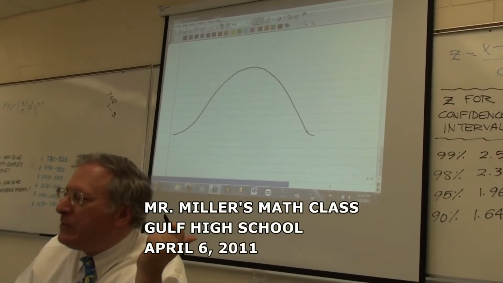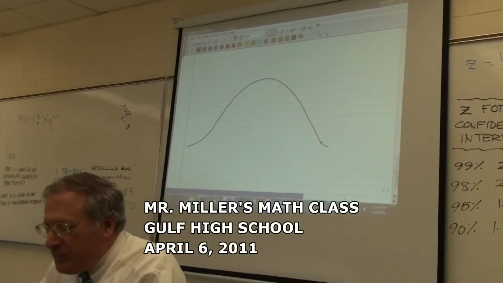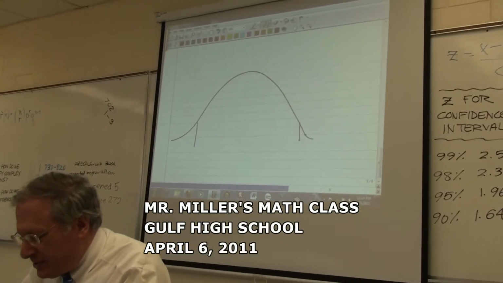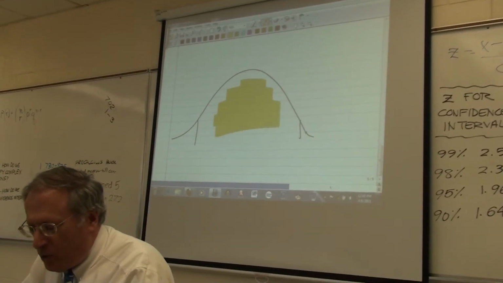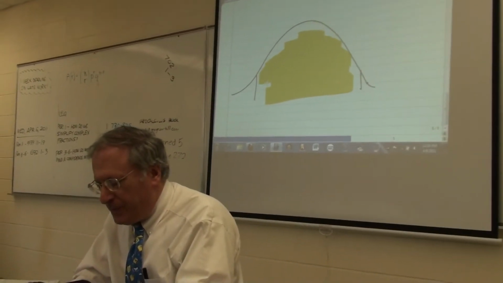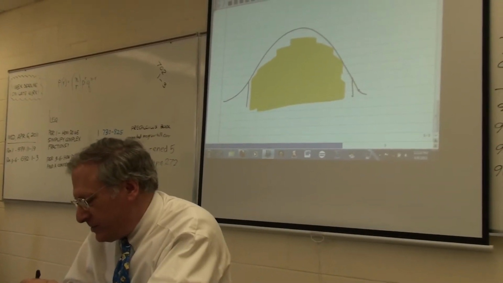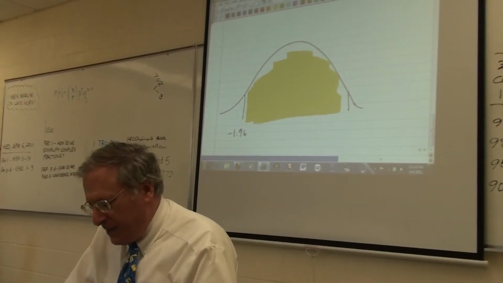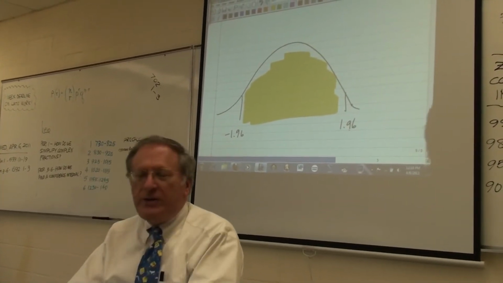For 95%, we got 1.96. What that actually means is if you shade in 95% of the normal curve, the z-values on either end are going to be negative 1.96 and positive 1.96. The issue is how do you get those?